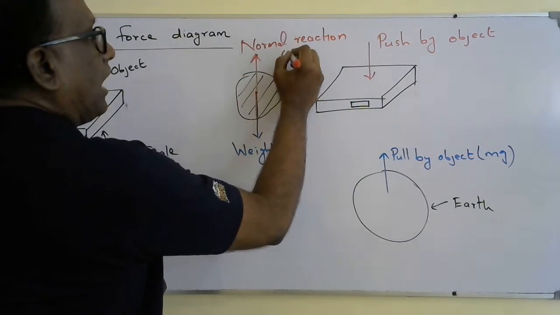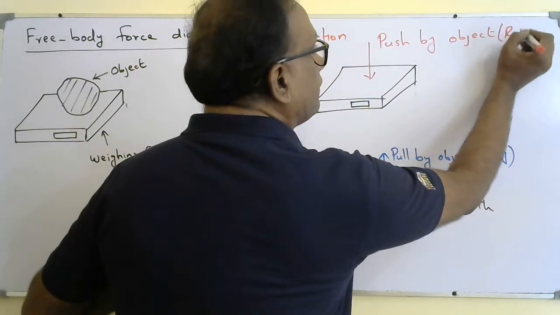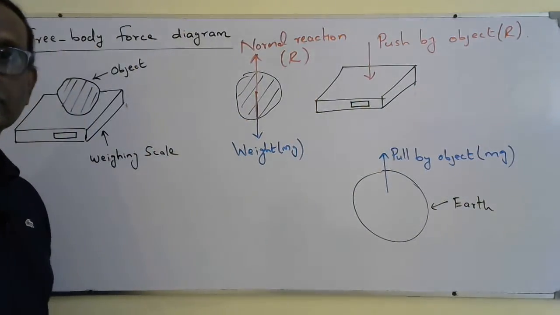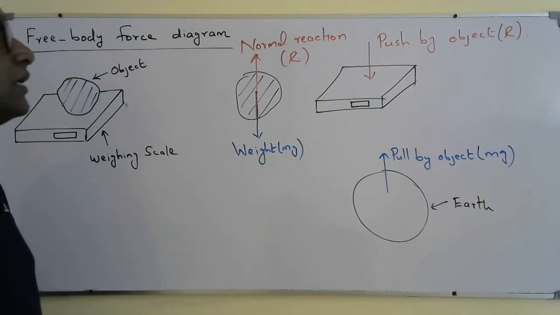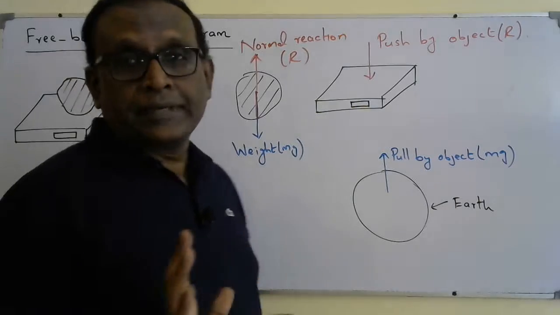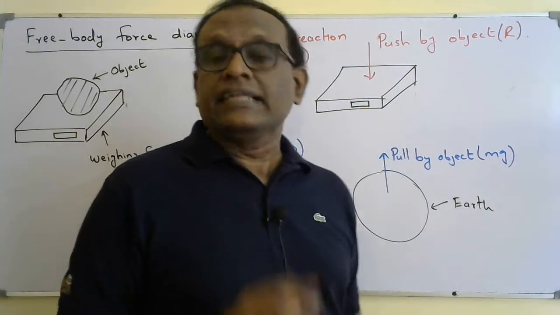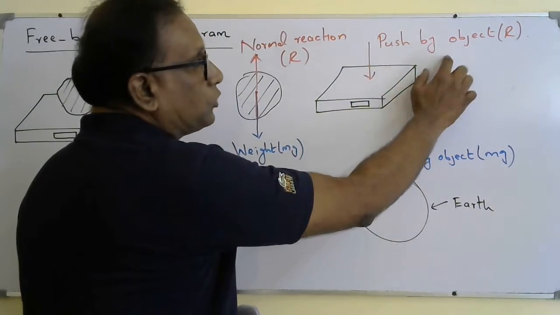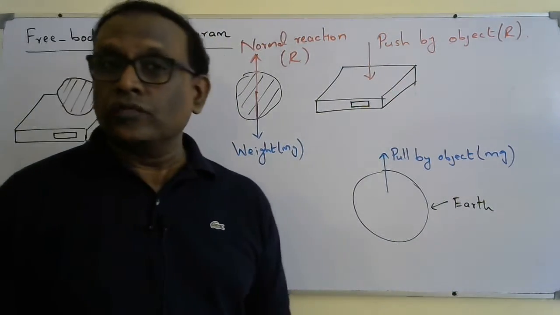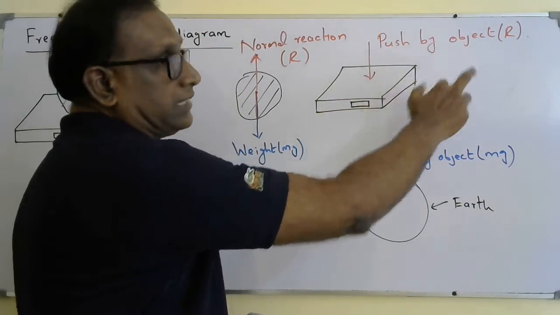So if it is R, the numerical value R, this also will have the value R. Okay, now keep it in mind: which force does the weighing scale read? The weighing scale never reads the weight. The weighing scale always reads the push by the object, not the weight.